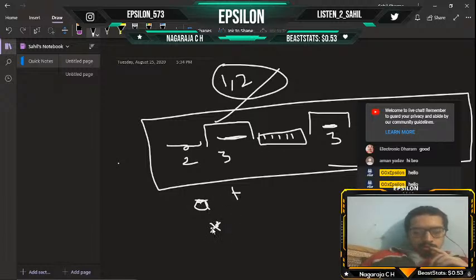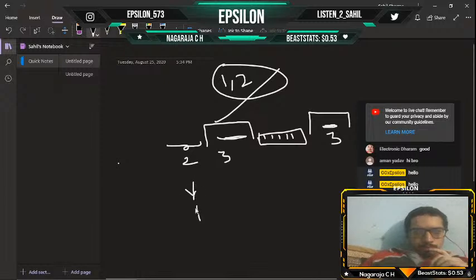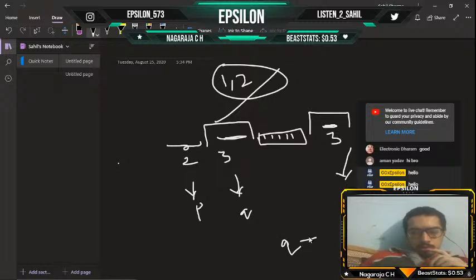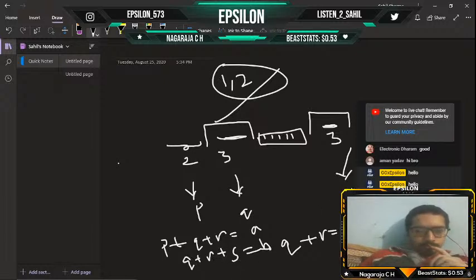Let's call this X and not X, and for some P, Q, R, S. This is P, this is Q, this is R and then Q plus R should be equal to C, P plus Q plus R should be equal to A, Q plus R plus S should be B. So this is Q plus R is equal to C. So S is equal to B minus C.